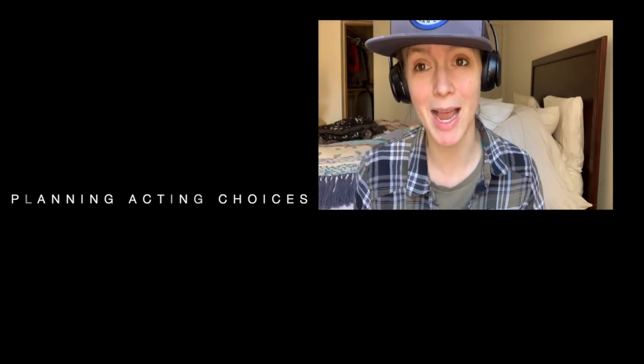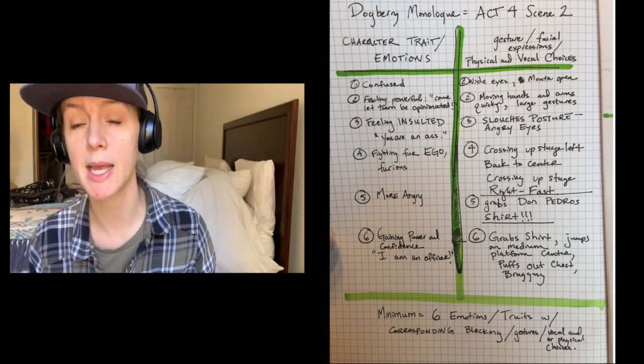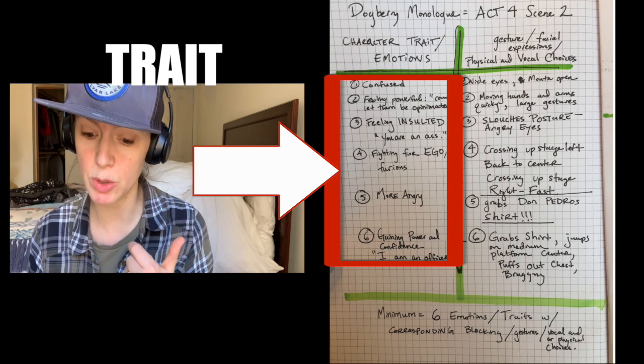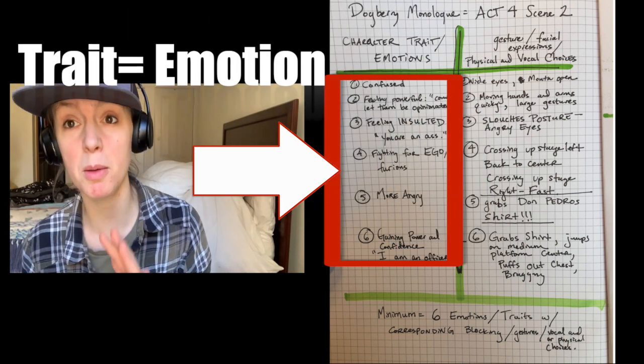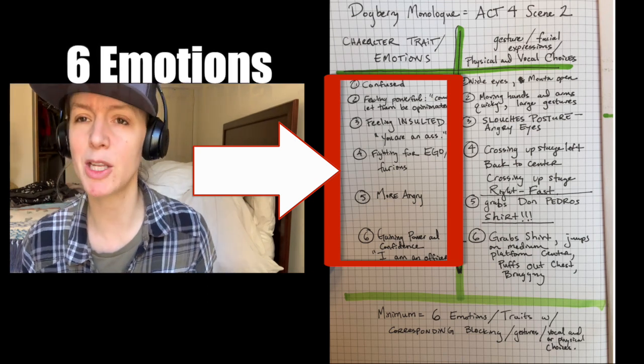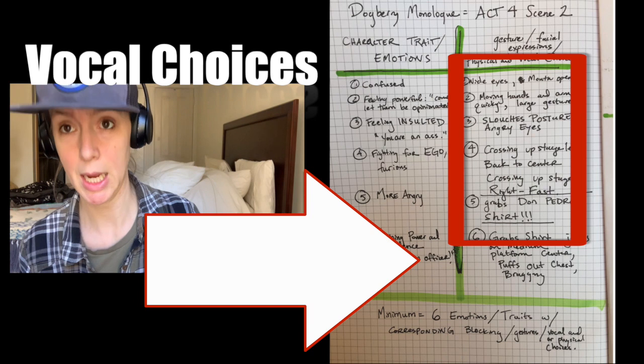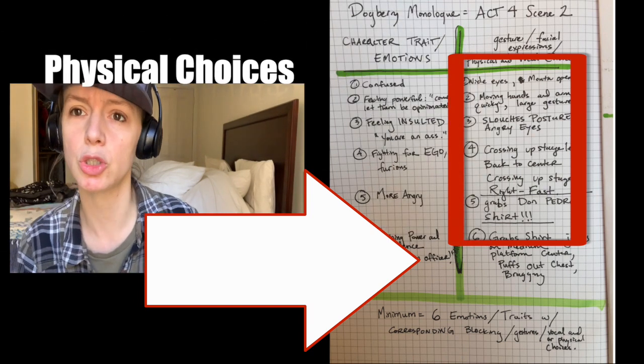This is a great assignment that I give in my drama class, and I've been giving it for years. Basically, as you could see, I numbered a minimum of 6 traits. Now, what do I mean by a trait? I mean a choice that your character would make. A vocal choice or a physical choice.